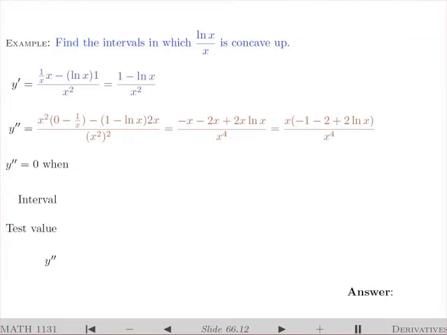Negative 1 minus 2 is negative 3, and x over x to the power 4 is just 1 over x cubed. We can cancel an x. So finally we get negative 3 plus 2 ln x over x cubed.